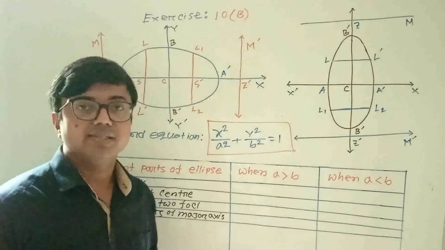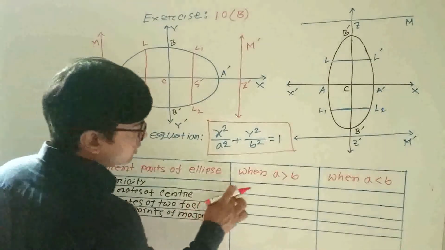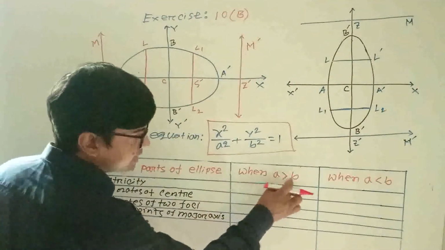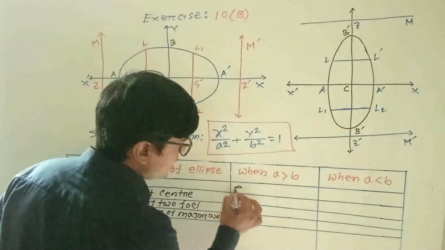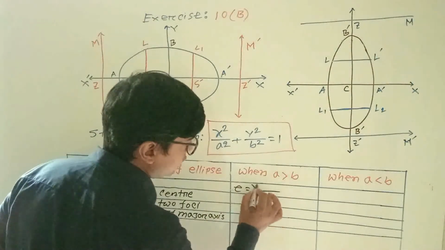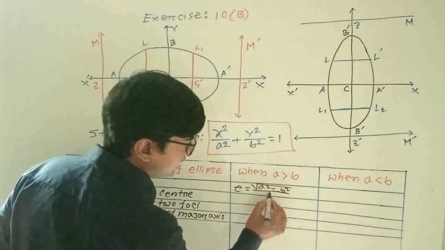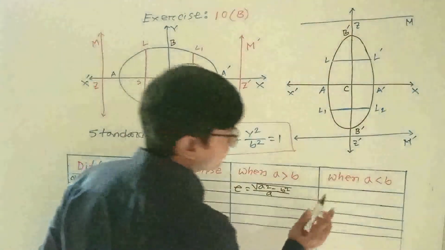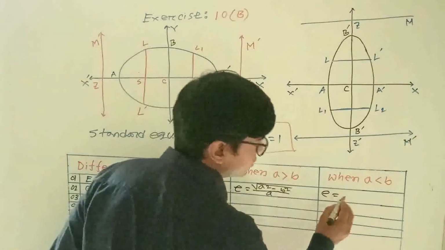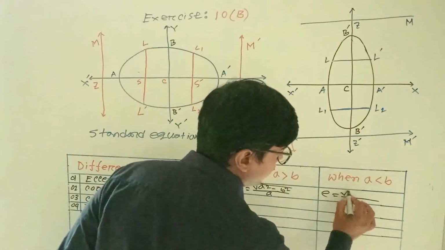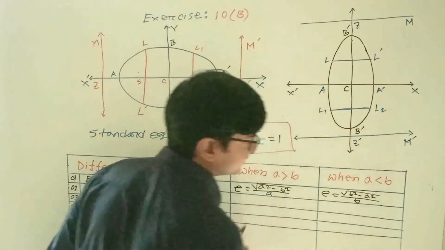Now some basic formulas. For this figure, A is greater than B, so eccentricity will be E equals square root of A square minus B square, divided by A. And for the figure where B is greater than A, it will be square root of B square minus A square, divided by B.